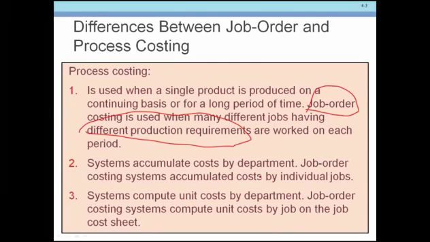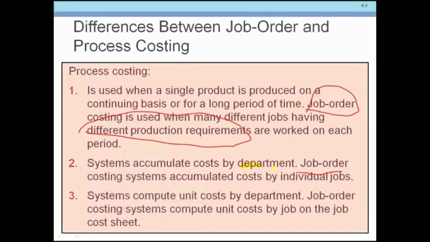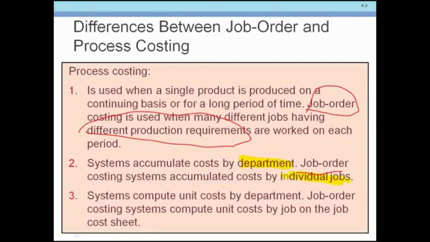Process costing systems accumulate cost by department. A job order system accumulates cost by job, by individual job. So when we have job order costing, you remember we allocated everything to a job. In process costing, we're going to allocate everything to a department. This is for process costing. For job order costing, we allocated the cost for each individual job. And remember in the prior chapter, we worked that wooden crate. That was our job.